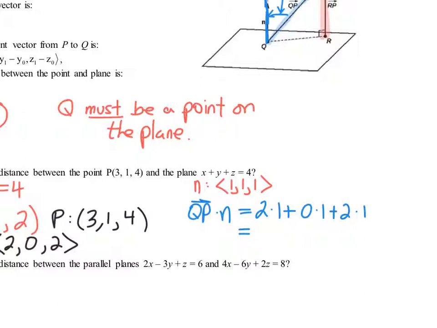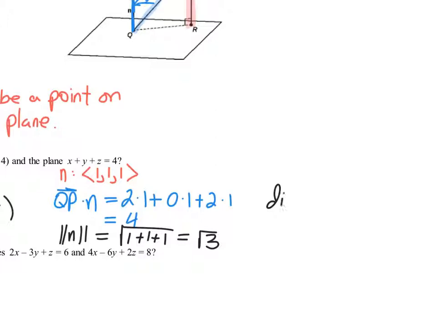All right, so I think I did it right. So 4, hopefully. Now the magnitude of n is what I need. And that probably couldn't get any easier, unless it was all zeros, I guess. So root of 3.